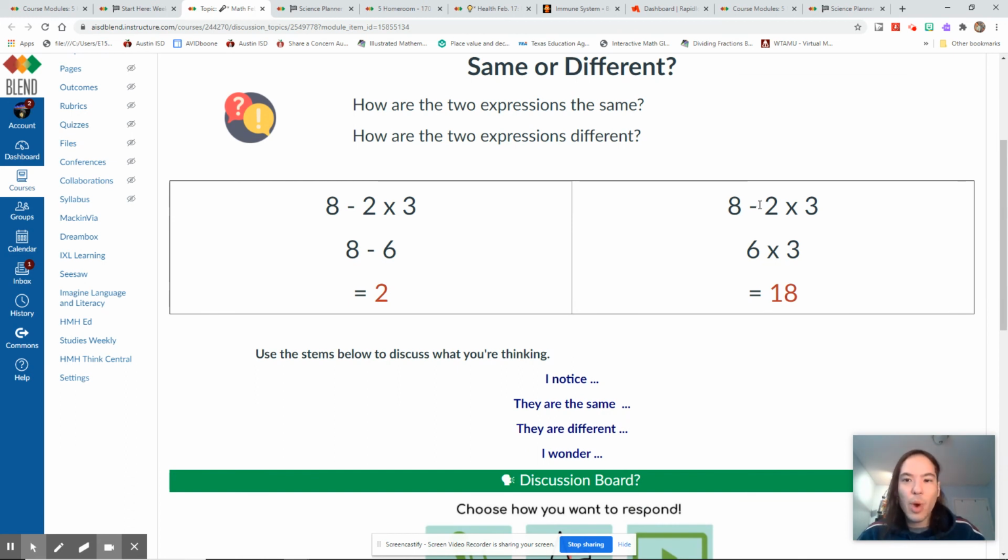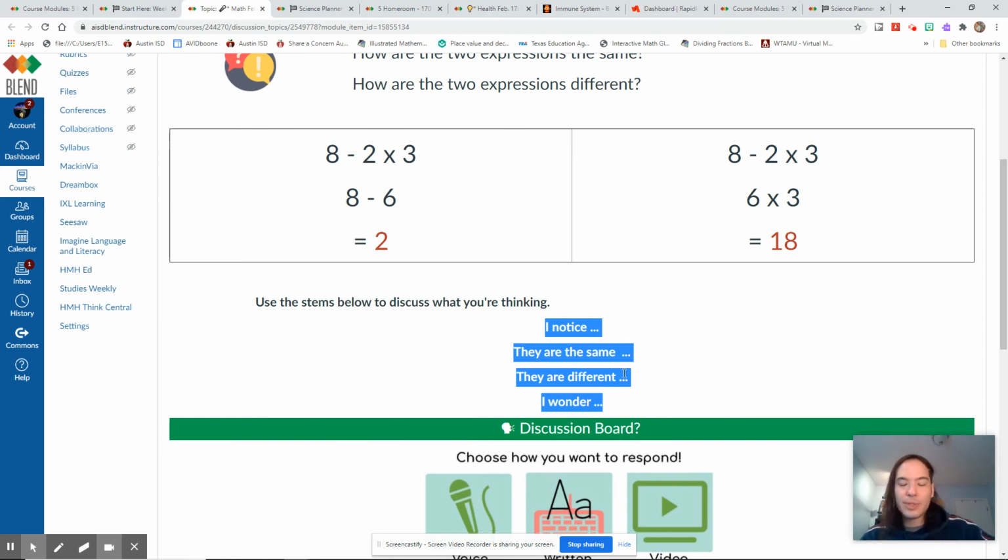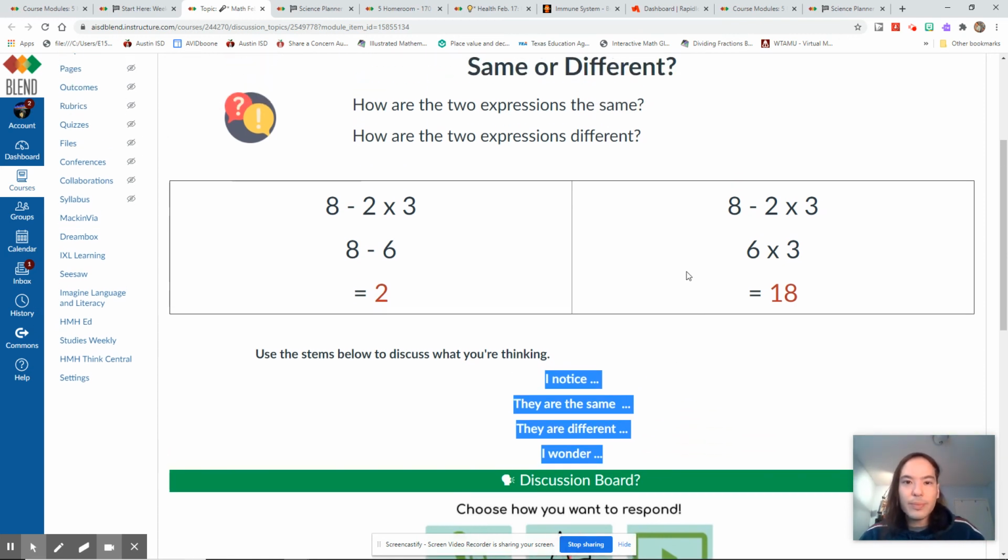I wonder why the person solved it incorrectly on the right side. I wonder why we use the order of operations. I noticed that on the left side that they multiplied first. I noticed that on the right side they subtracted first. These are all things that you can use for the stems. Remember, use all four stems in your responses. That helps build those connections.